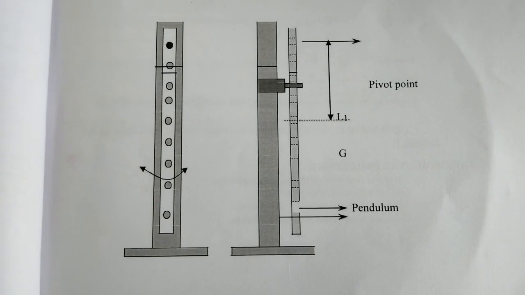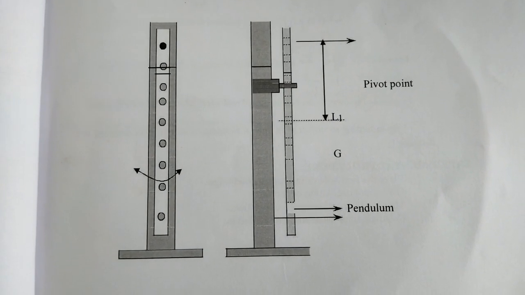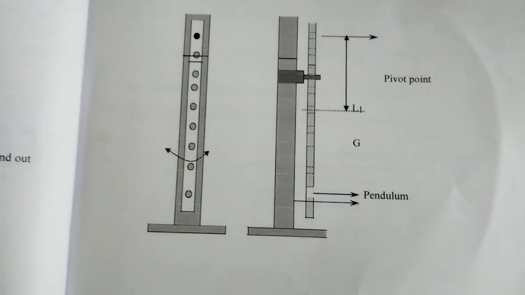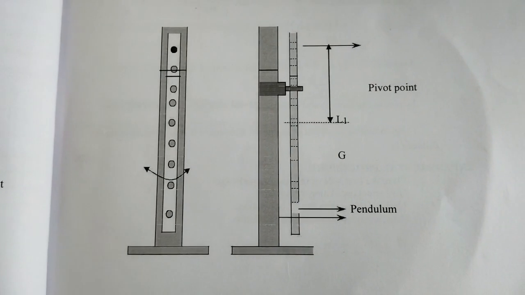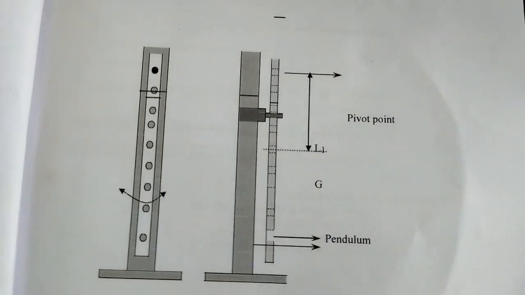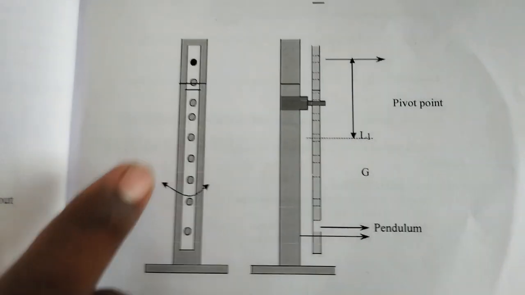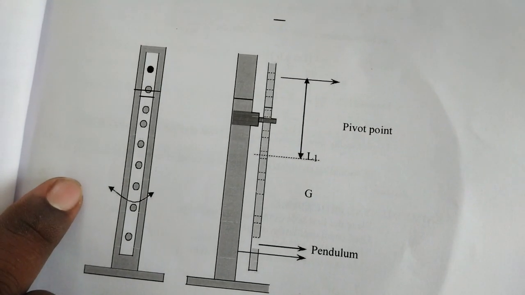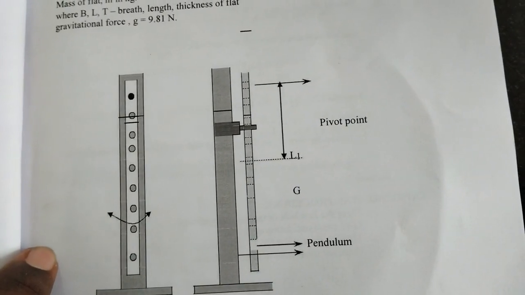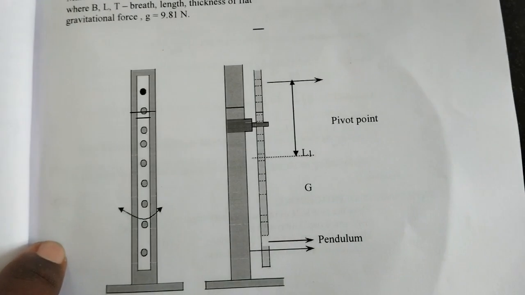Apparatus required: experimental setup and stopwatch. Next, we see the block diagram of the compound pendulum. This compound pendulum has holes at different lengths. We pivot it in the different holes, and we take the time taken for one oscillation.